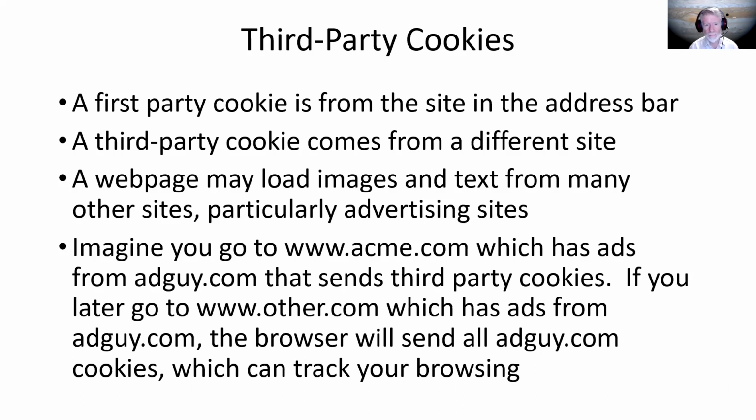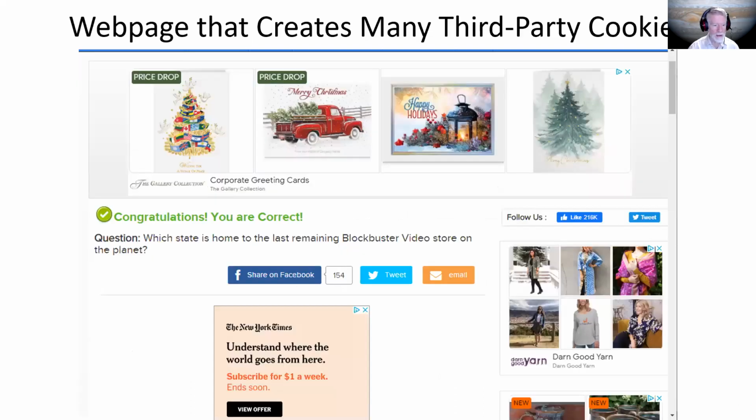And so you go out there and adguy.com goes to that. So if you go to another website, so you go to other.com, and that also has ads from adguy.com, it will send all the adguy.com cookies it has. So now adguy.com knows, oh, this is you, and you were over at this other site. So yes, you were at this other site looking at Darn Good Yarn. It remembered that. Oh, you were looking at cards that have flags on it. It remembered that. And so when you come to another website, it goes out and sends the cookies to adguy.com.